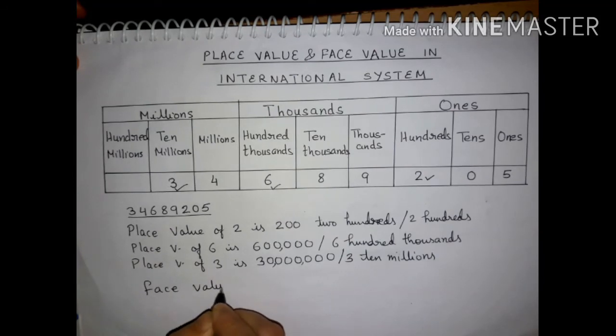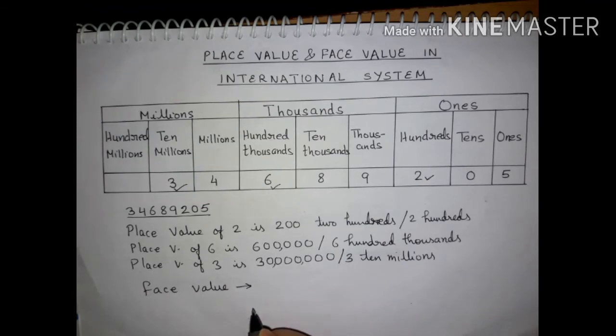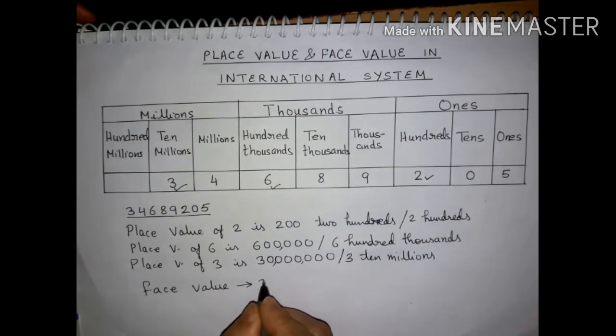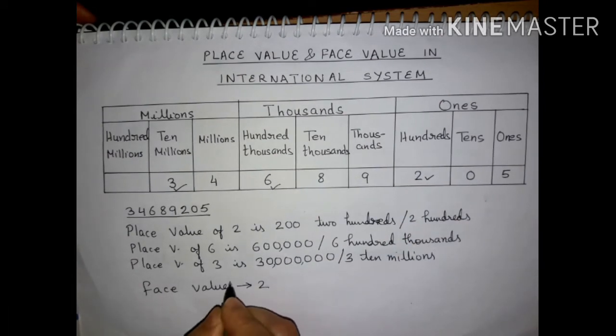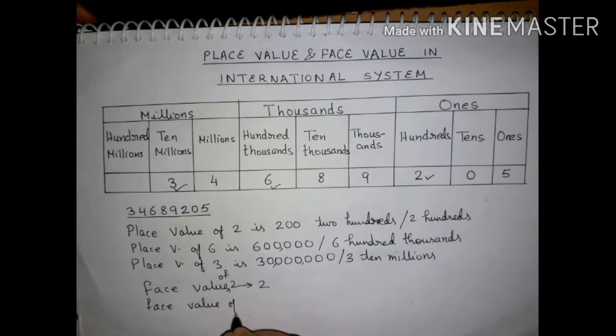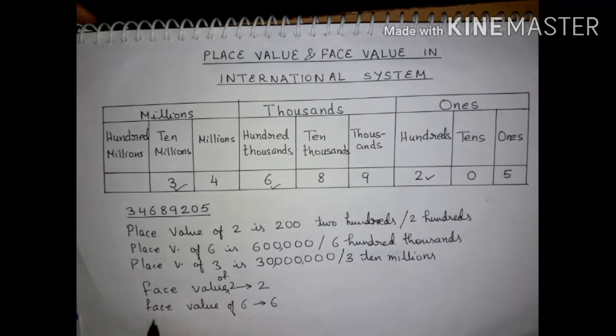Okay. Now coming to the face value. Let us take up the same digits. Face value, children, never changes because it refers to that digit itself. So face value of this 2 will be 2. Then face value of 6 will be 6 itself. Face value of 3 will be 3 itself. I hope it's all clear to you.